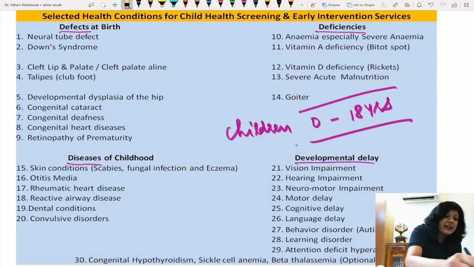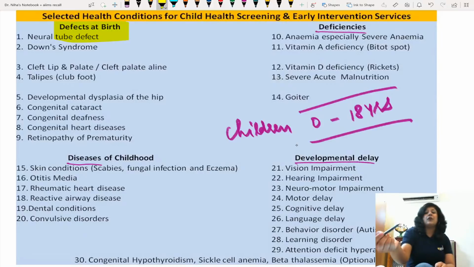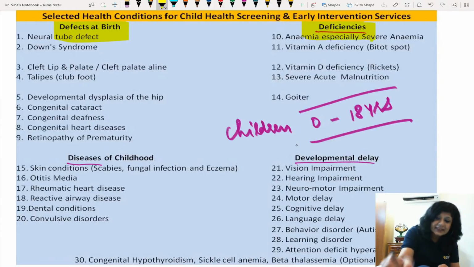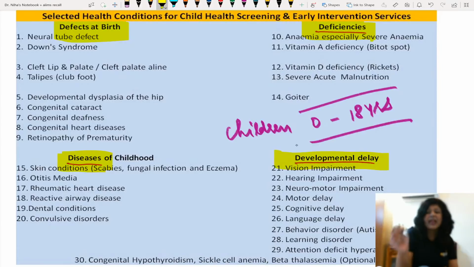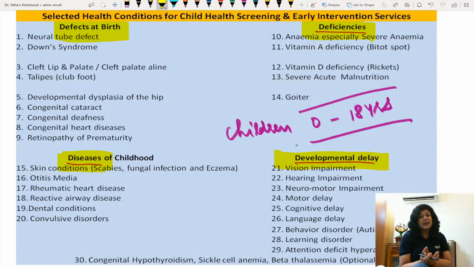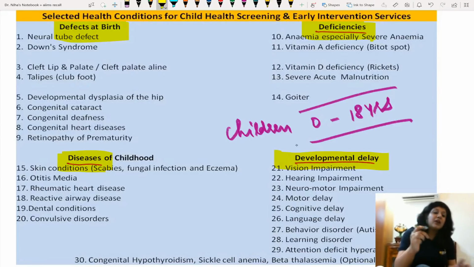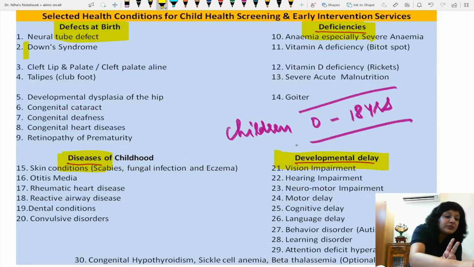If you see here, one is D for defects at birth. We also have the deficiencies. Then we have diseases of the childhood, and then we have the developmental delay. Now how to remember this? What are the defects at birth? Now see, the defects at birth, D for D. So we have the Down syndrome.